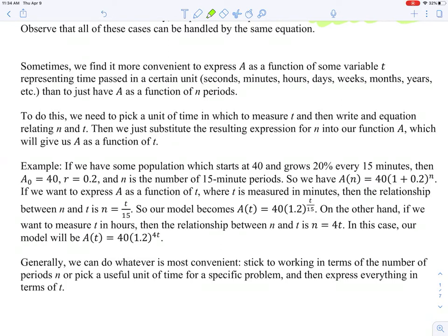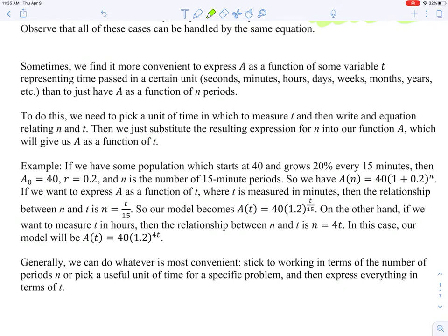In that case, n would be equal to the number of minutes that have occurred divided by 15. So if t is in minutes, t divided by 15 would be the number of periods, and then we can rewrite our equation. If we wanted t to be in hours, you could use different units for time, you could think, well, in 1 hour, 4 periods would occur, right? 4 15-minute periods, because 60 minutes divided by 15 would be 4 periods.